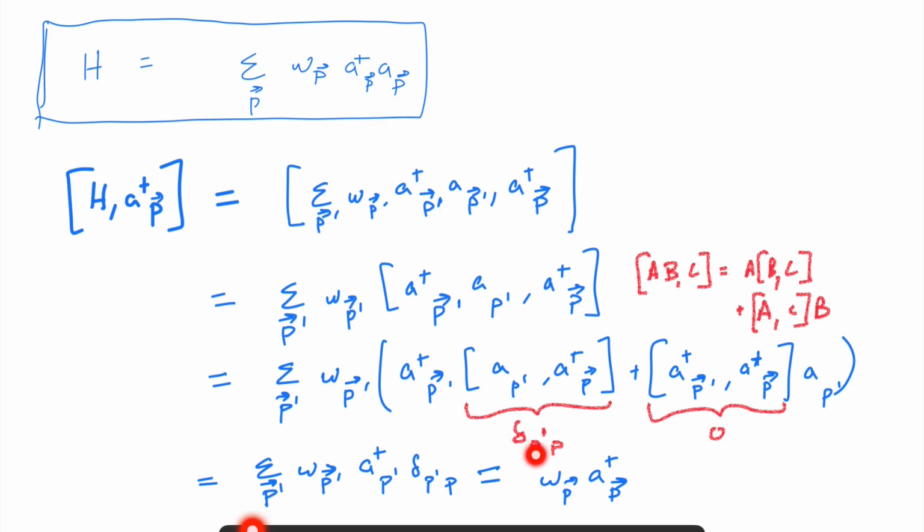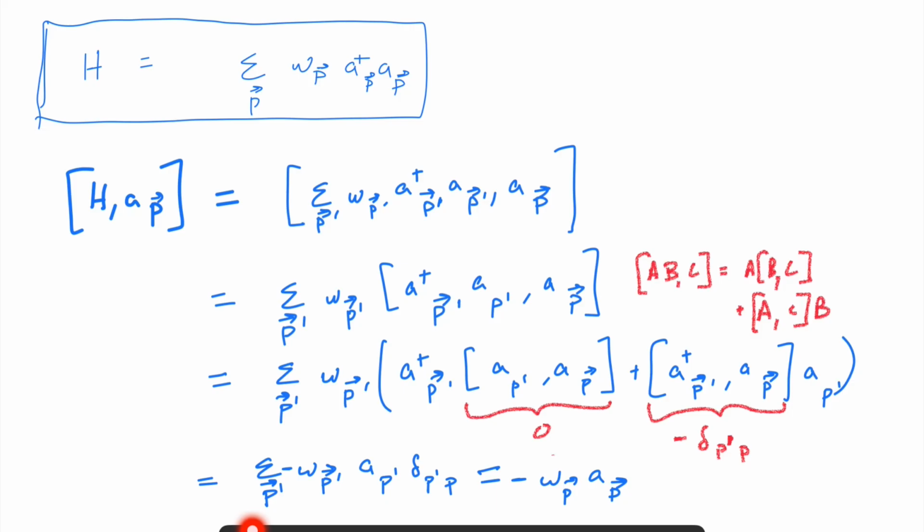If I apply this delta function through this p prime sum, everything that's p prime becomes p. So this delta function will become 1 only when p prime equals p. All the other terms will cancel, and so when I apply this sum, I just get omega of p, a dagger of p. So this relationship is important: the commutator of H with a dagger p gives me this. That's the final result of this little slide.